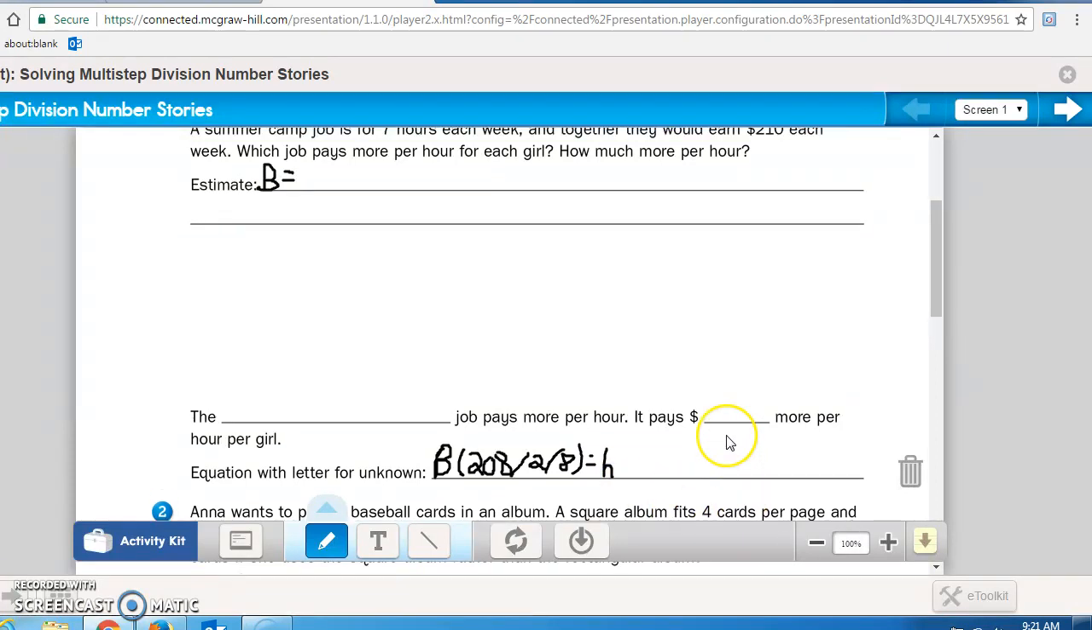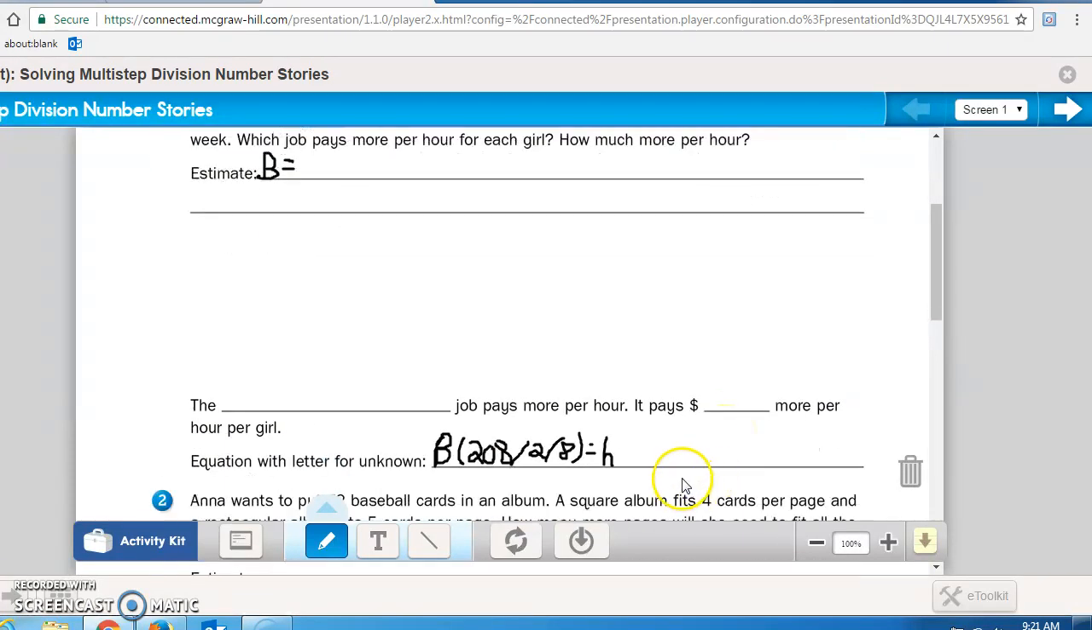And now again, for the summer camp job, I'm going to make that a C for camping. It said I'm going to make $210 per week. Again, divided by the 2 girls. But this time, I'm only going to be working 7 hours. So I'm going to be dividing by 7. And that's going to equal how much per hour. Then I'm going to take whichever one is larger and subtract it from the other one to figure out which one actually is going to pay more.